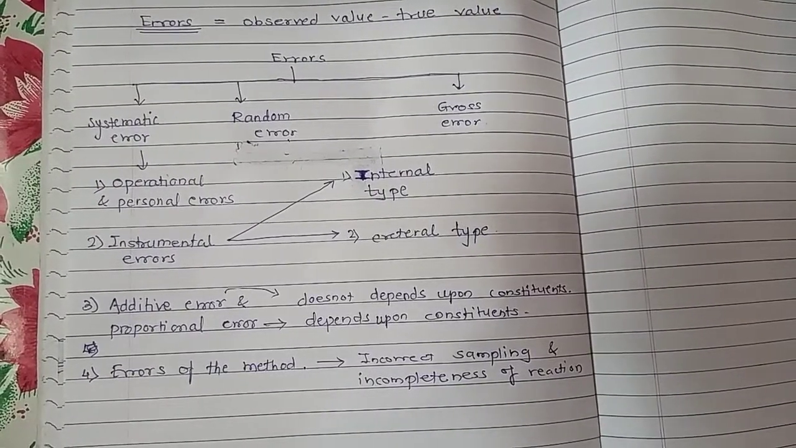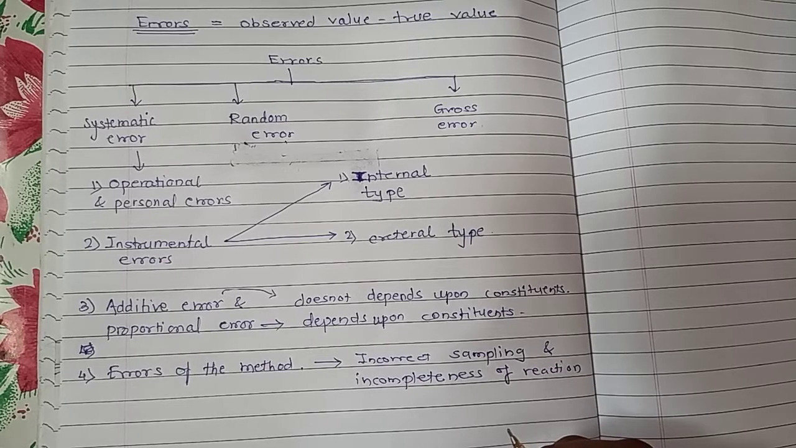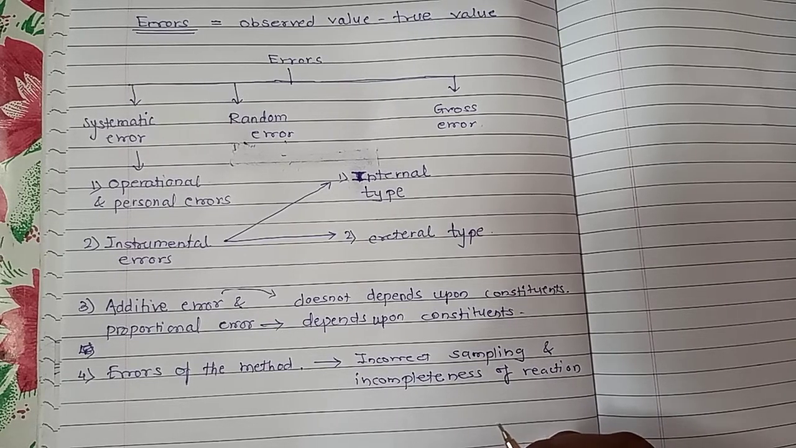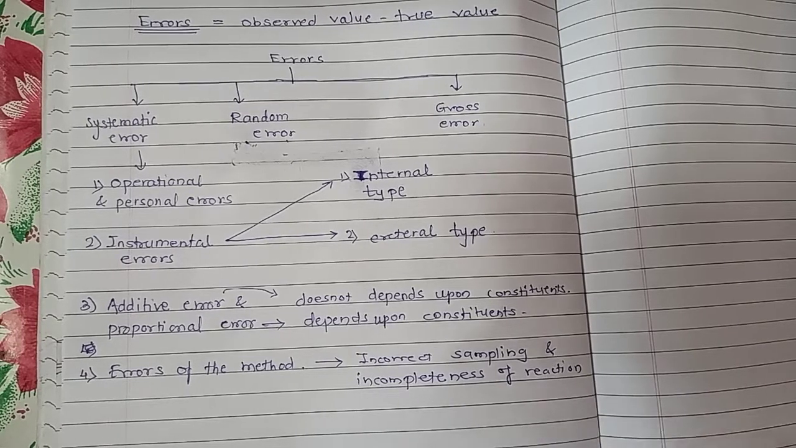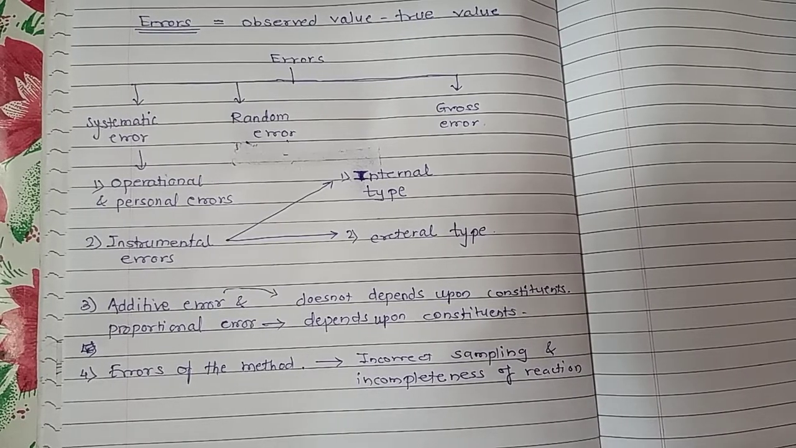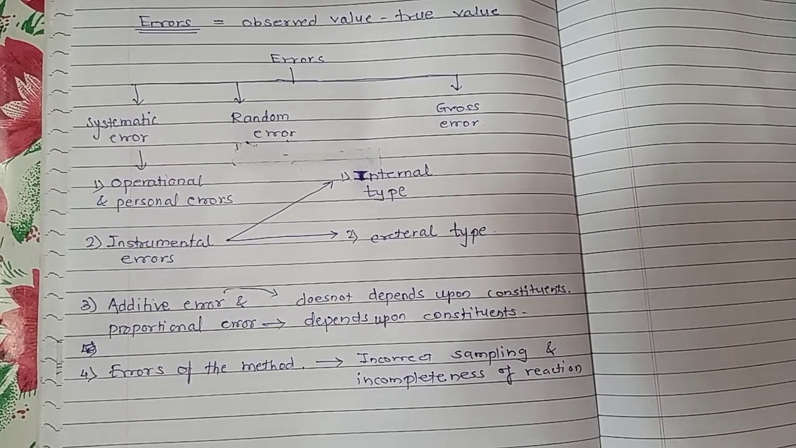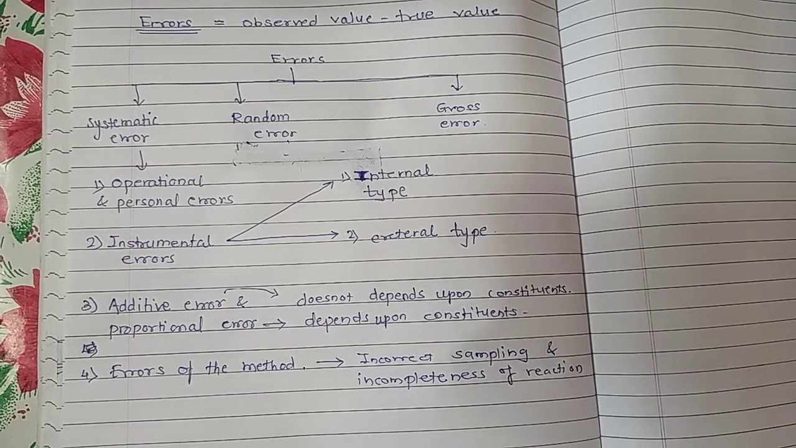For example, in a titration, the difference between the observed endpoint and the stoichiometric endpoint of the reaction. In the experiment we have performed, the endpoint of the titration is, suppose, 10 and the given stoichiometric endpoint is 9. That means due to errors of the method, there is a difference between the observed endpoint and the stoichiometric endpoint which is given.